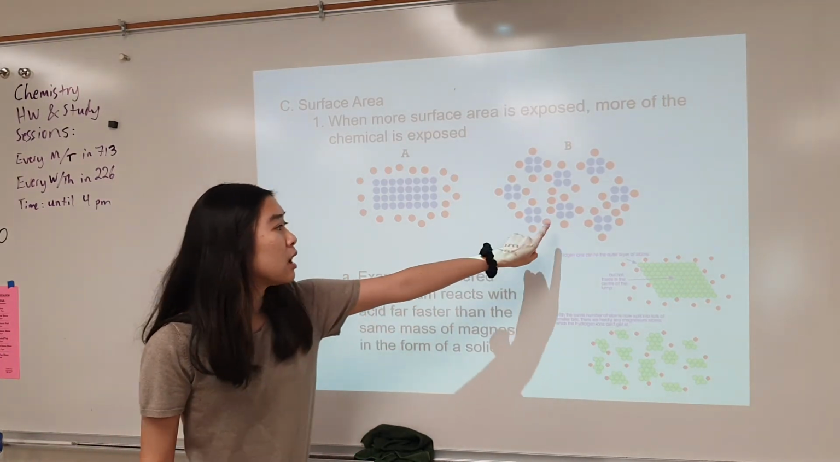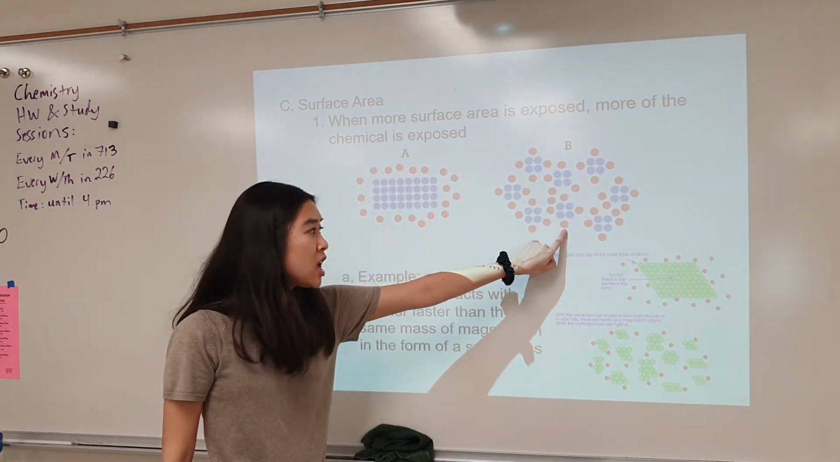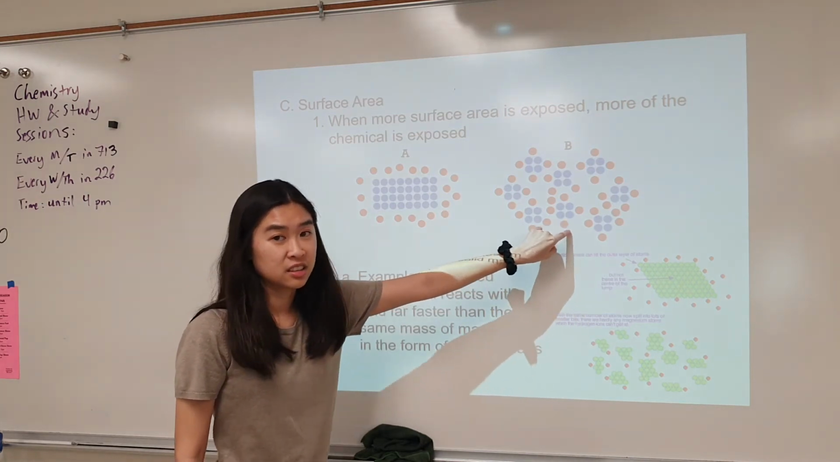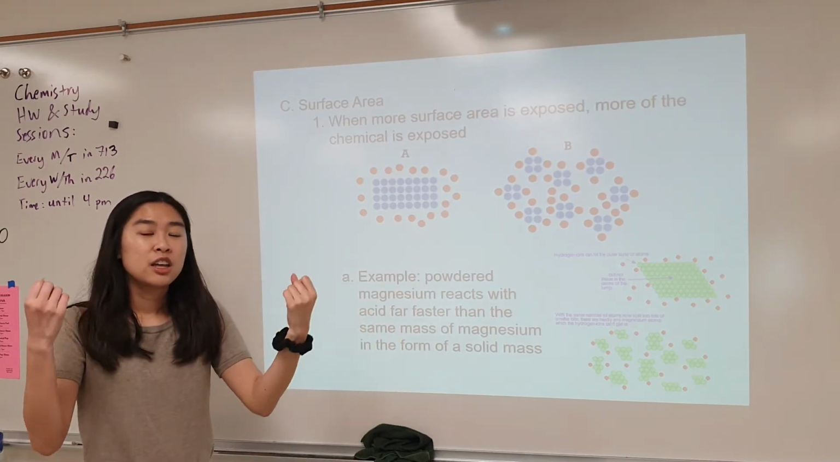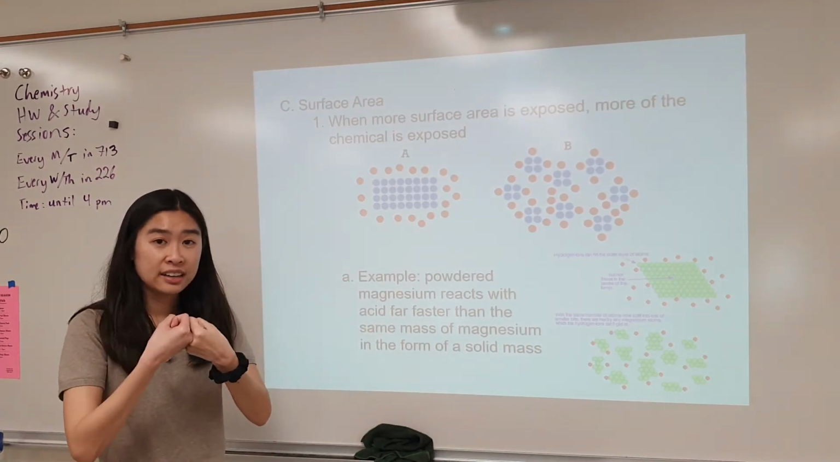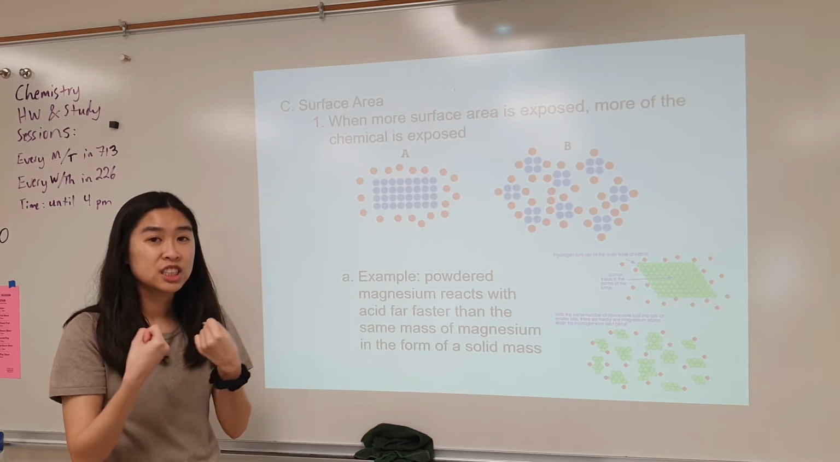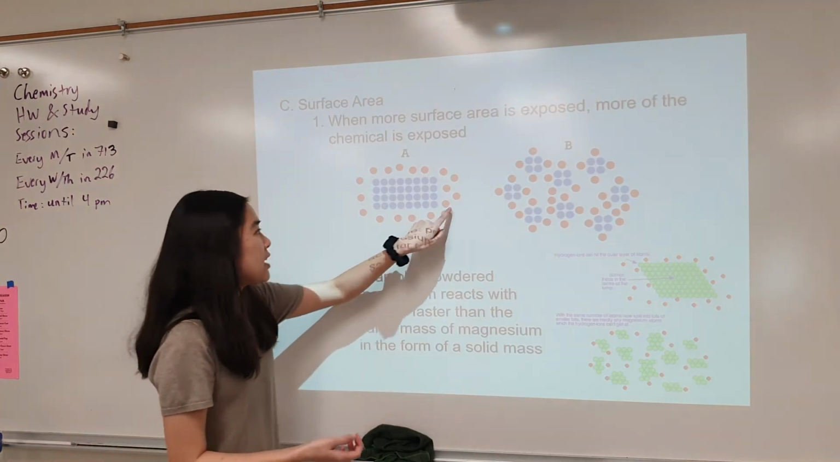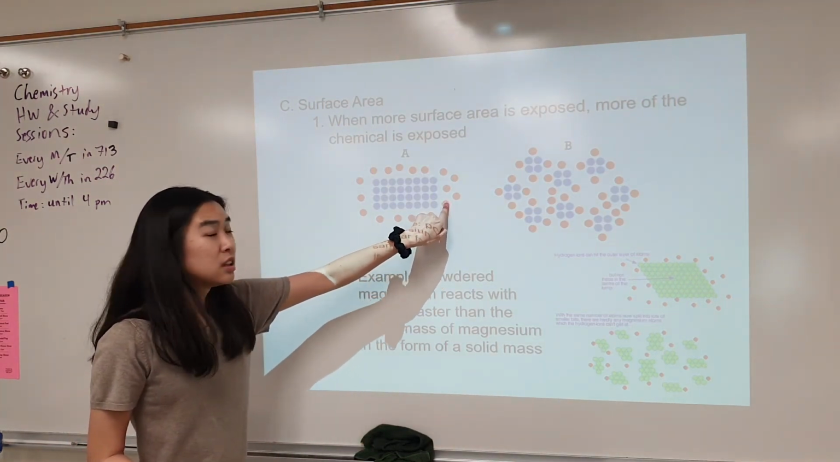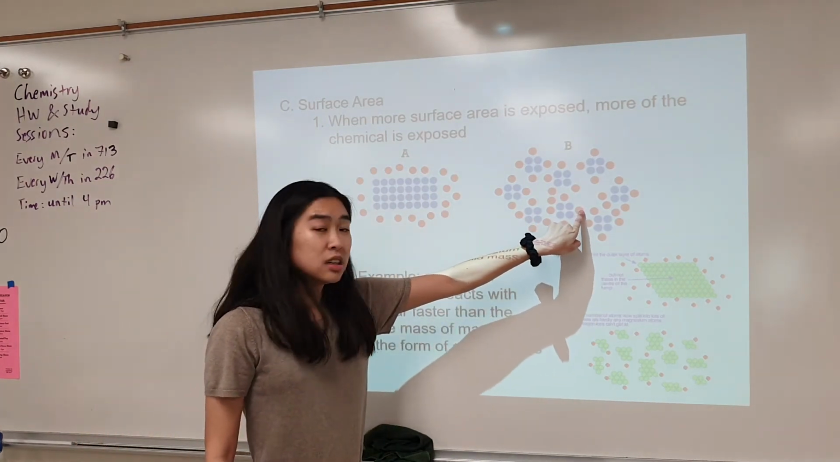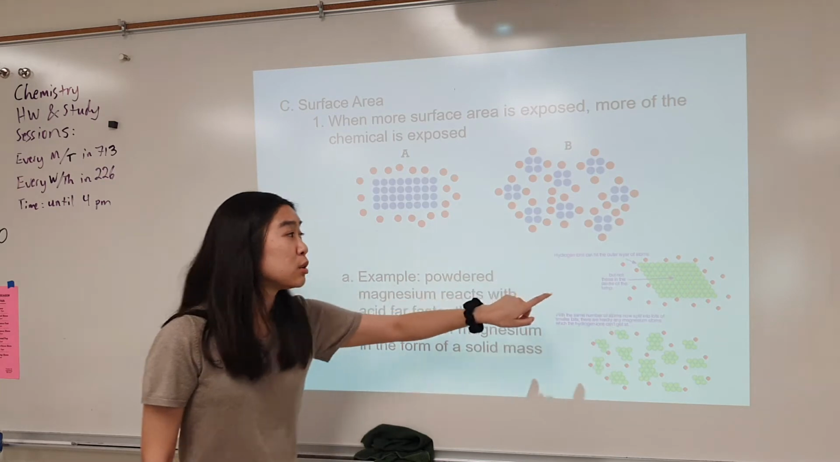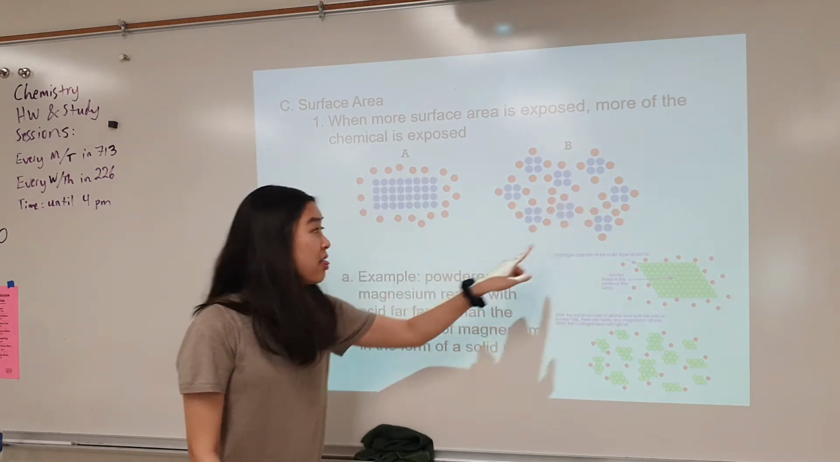However, because there is more surface area in this one, this reaction will happen faster than this one. Because don't forget collision theory, the particles have to physically collide in a specific way for the reaction to happen. And so it takes longer for a red particle to collide with a blue particle here than it does for a red particle to collide with a blue particle here. And so this reaction happens faster than this one.